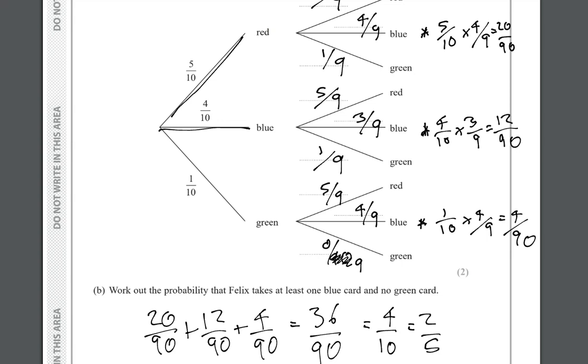Oh, I've missed some out here. That one's got a blue one, and that one's got a blue one. Apologies. So we've got 4 over 10 times 5 over 9, so that's 20 over 90. And we've got this one, which is 4 over 10 times 4 over 9, which is 16 over 90.